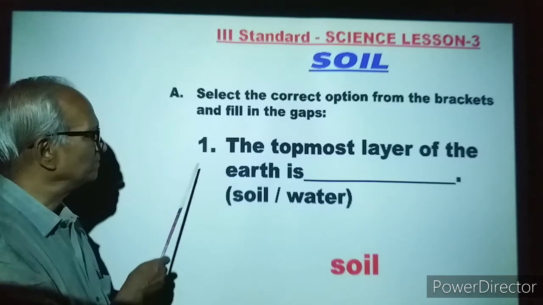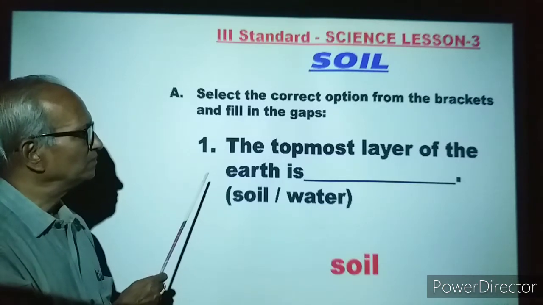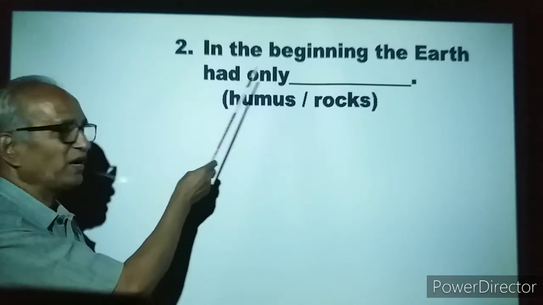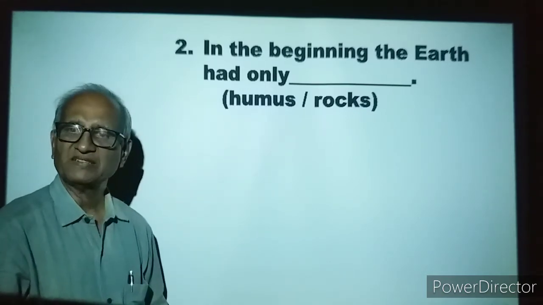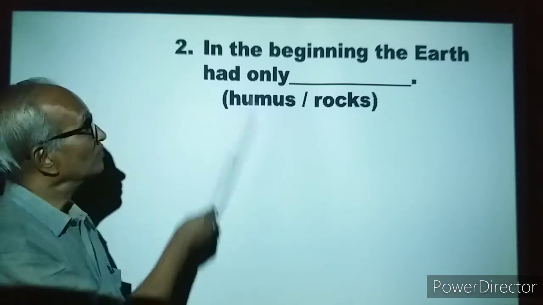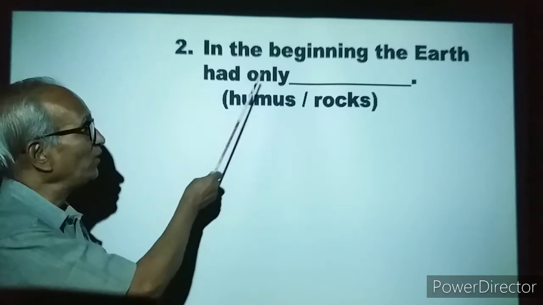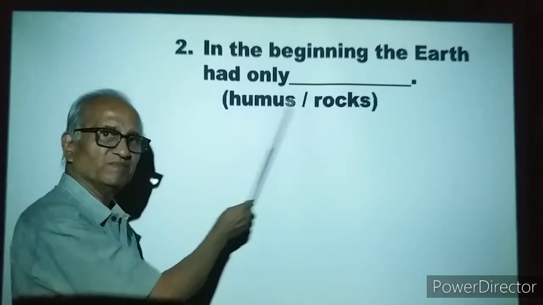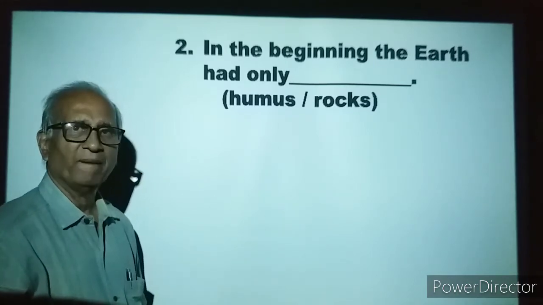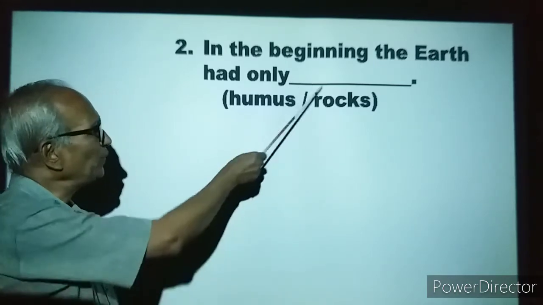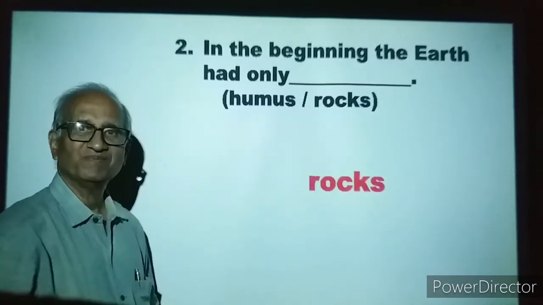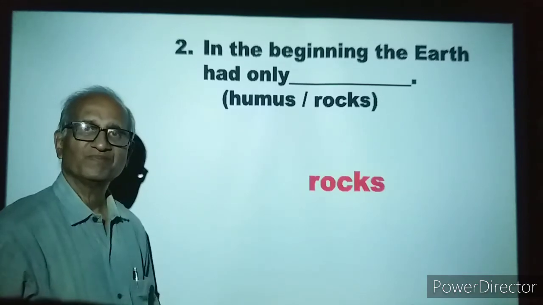Second question. In the beginning, billions of years ago, when the earth got formed, the earth had only humus, rocks. You have 2 options. Which is the right one? The right one is rocks. It cannot be humus.